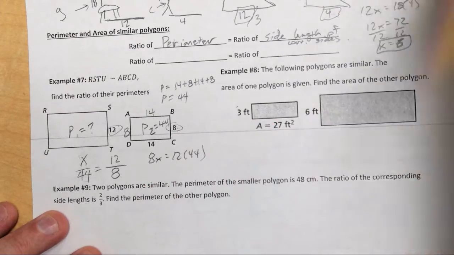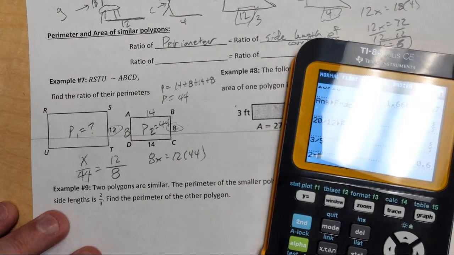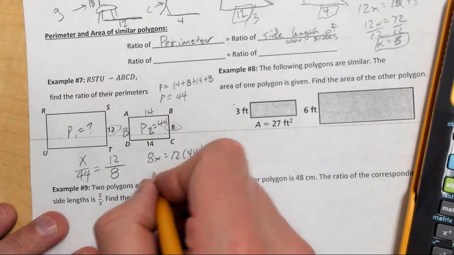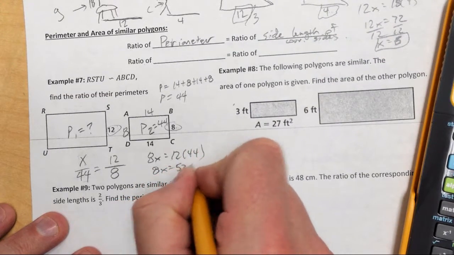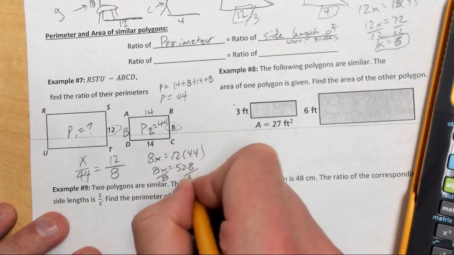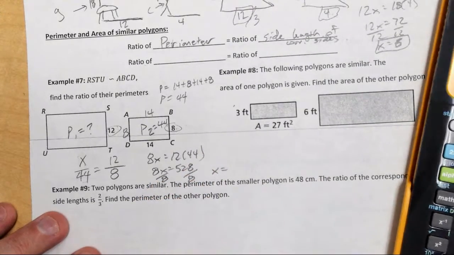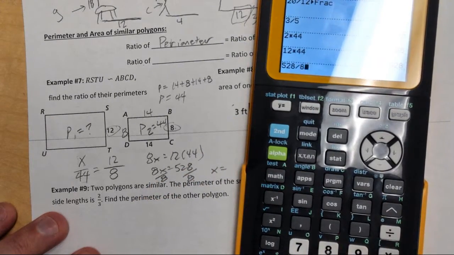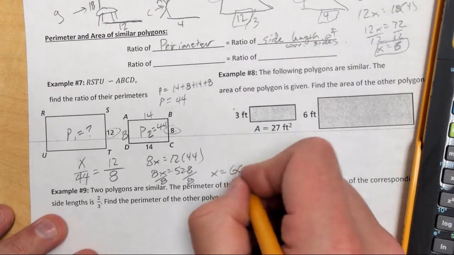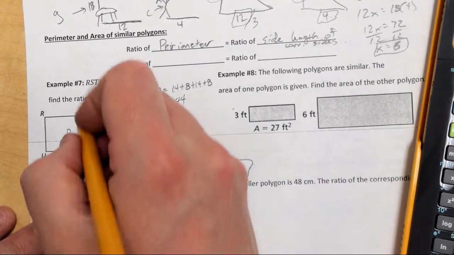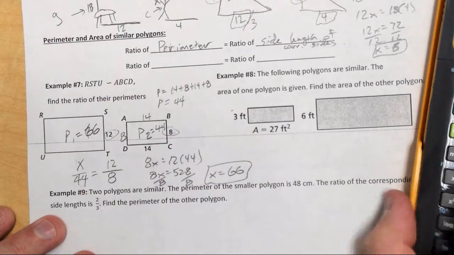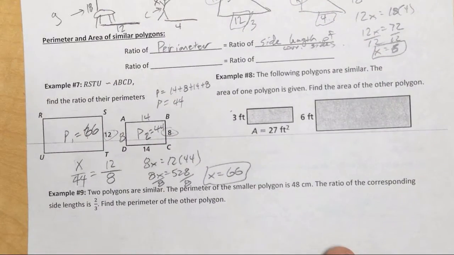And I can't do that in my head real fast. So 12 times 44 is 528. And if I divide both by 8, x equals, what is 528 divided by 8, gives me 66. So the perimeter of the second shape would have been 66 feet, inches, whatever that is.